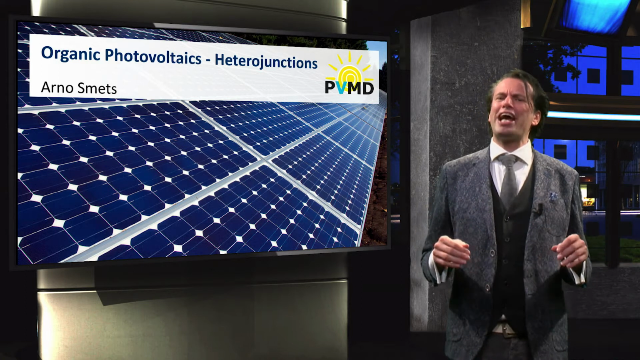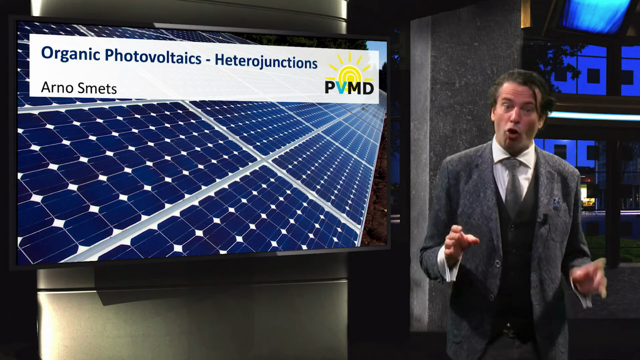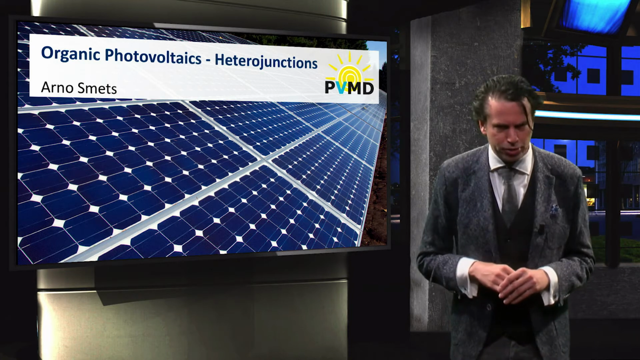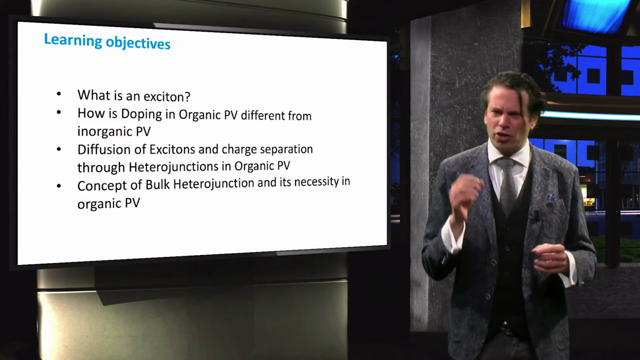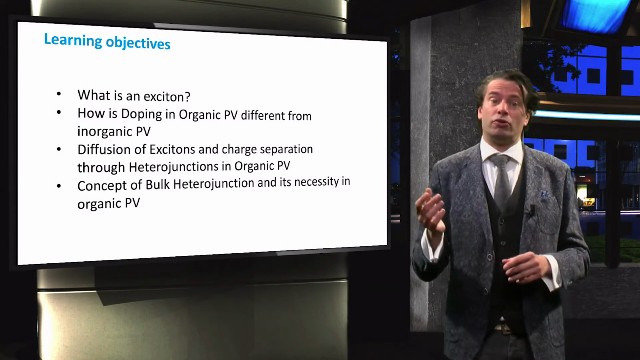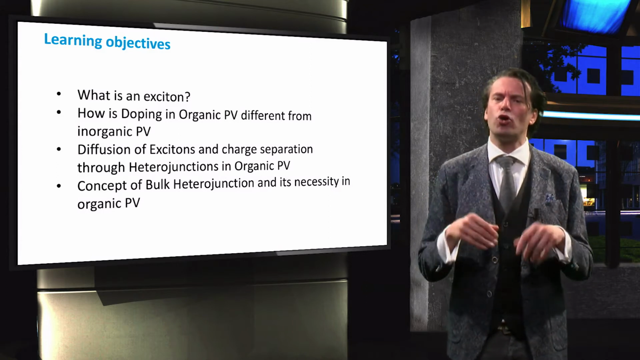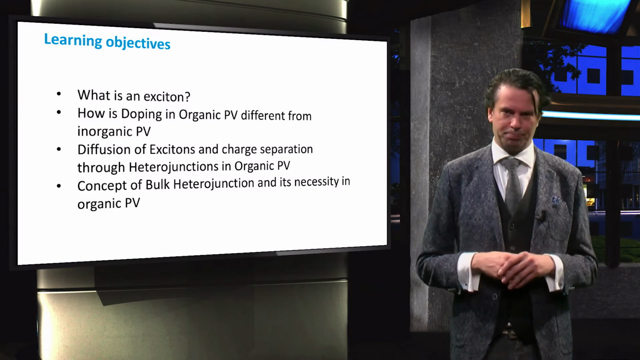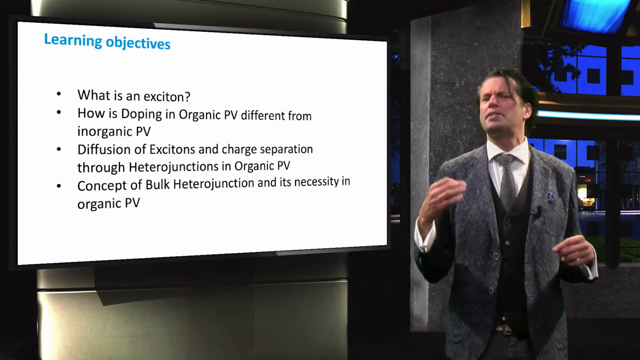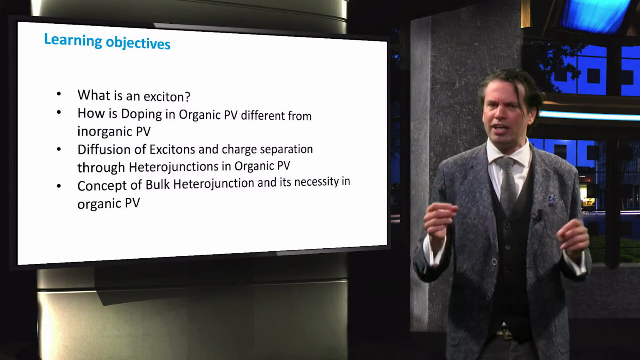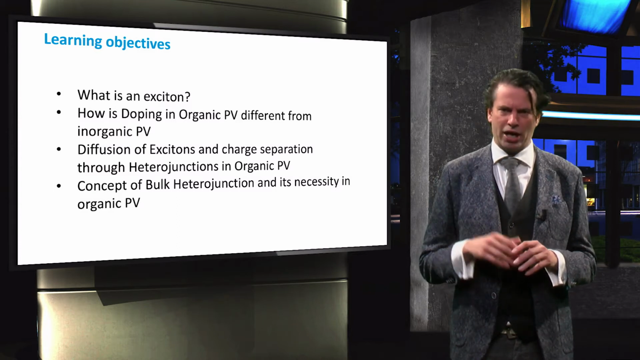In this video, we will look at the concepts that are important to understand the electronic behavior of organic photovoltaic solar cells. We will begin with the concept of an exciton and understand the difference between an exciton and a charge carrier. You will then learn how and why doping is achieved in organic materials. The formation of heterojunctions and the charge separation in these simple heterojunctions will then be discussed, and finally we will conclude by looking into the concept of bulk heterojunctions.